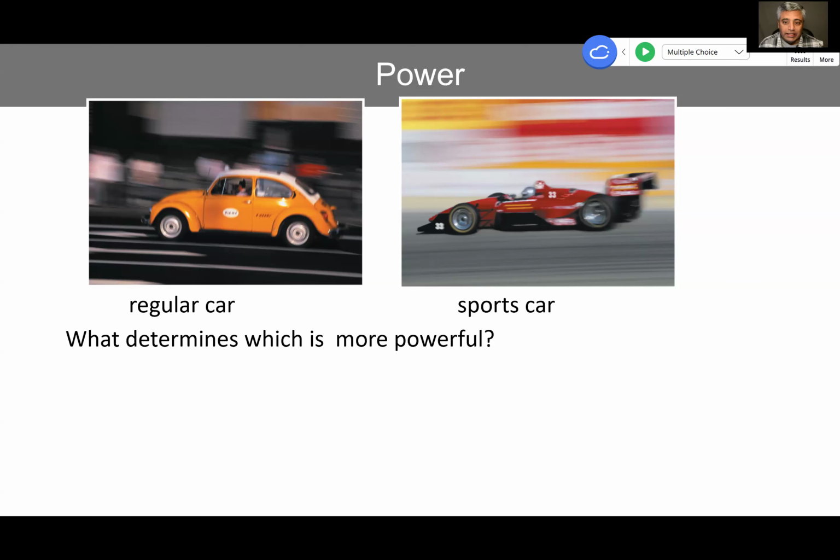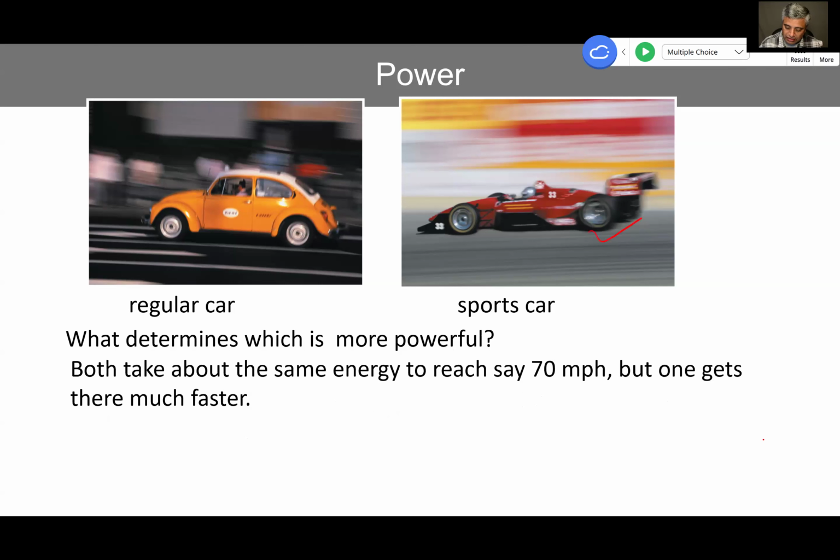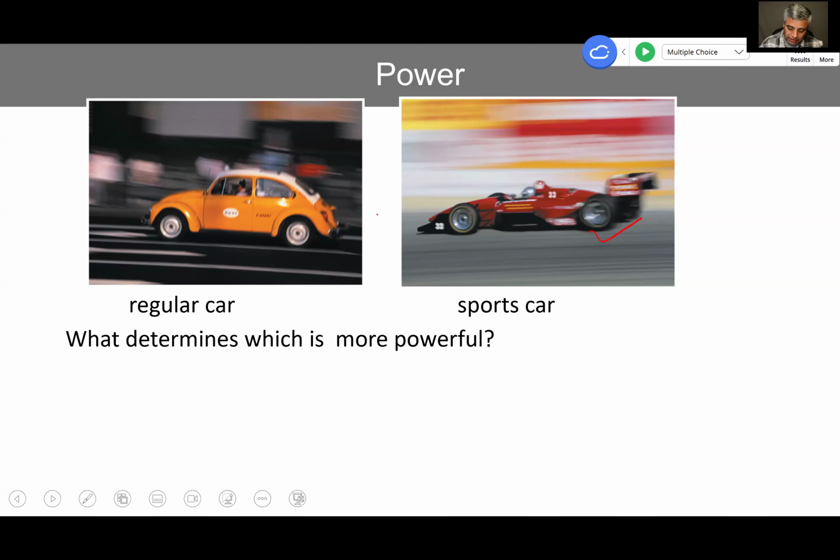So it is how quickly the work is being done, how quickly energy is being transferred. That's what the power is. So for example, here there is a sports car and there is a regular car over there, right? So how do we tell which one is more powerful? Oh, sports, it must be powerful. Yes. Okay. So what happens?